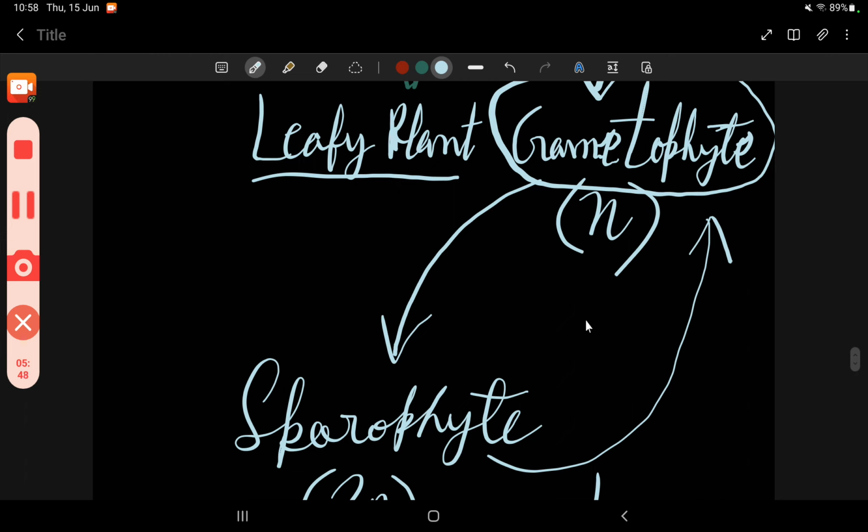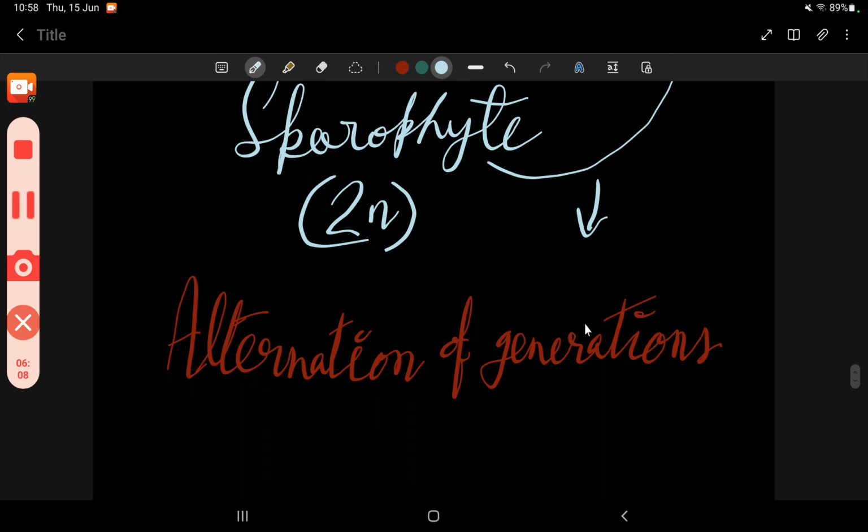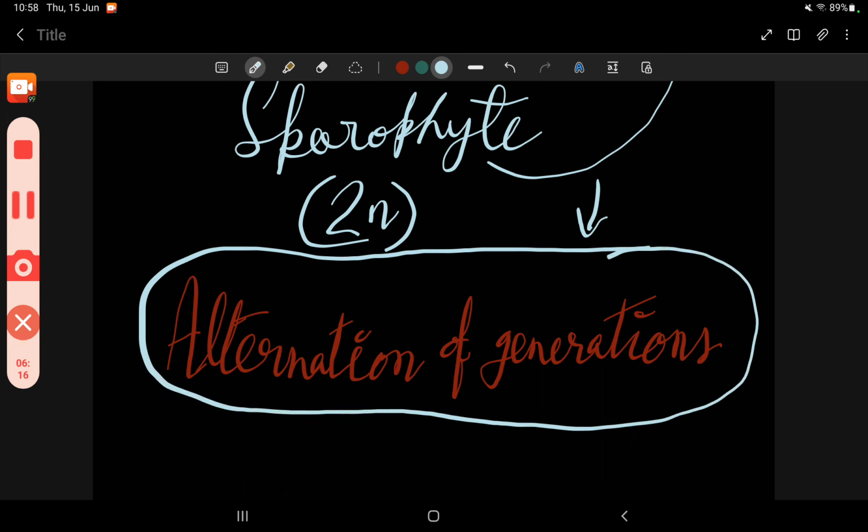Next, the gametophyte again gives rise to sex organs, antheridia and archegonia, male gametes and female gametes, and gives rise to the sporophyte. The sporophyte again gives rise to the gametophyte, and this cycle goes on. In this repetition of cycles, gametophyte follows sporophyte and sporophyte follows gametophyte. This is known as alternation of generations. This is all about the life cycle of bryophytes. Thanks and have a nice day.